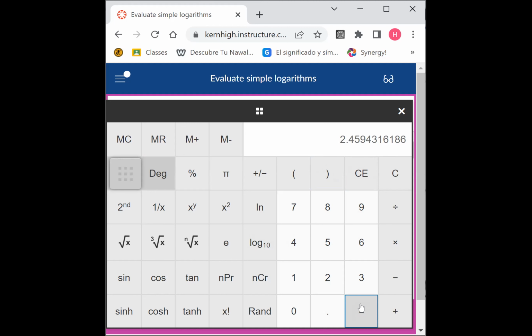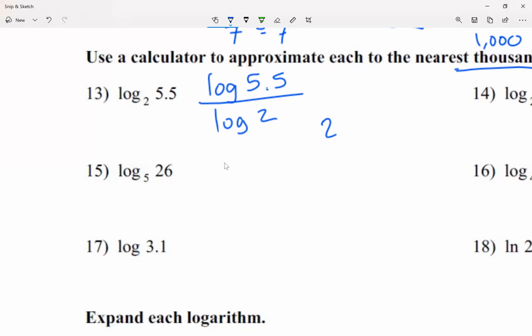Now remember, it said 3 decimal places. So I see 2.459. I take a look at the next number. It's a 4. It is too small, so I'm just going to ignore it. If it was big, I would add one more. So my answer is 2.459.